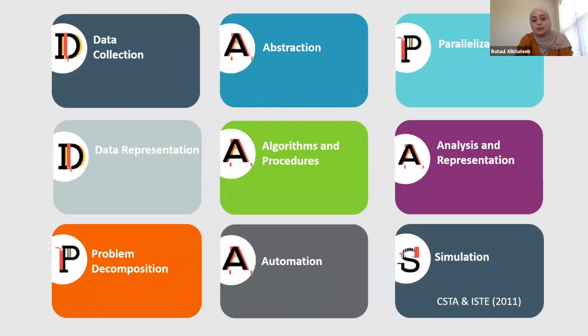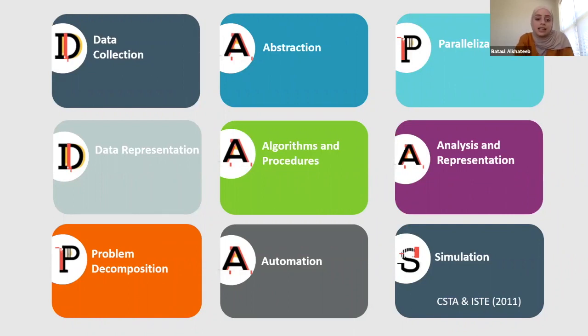So the definition that we used for our research defines computational thinking based on these 9 components. Data collection, abstraction, or reducing the complexity of a problem, for example, to increase efficiency. Parallelization, it organizes the resources to simultaneously carry out tasks in a certain order to reach a common goal.